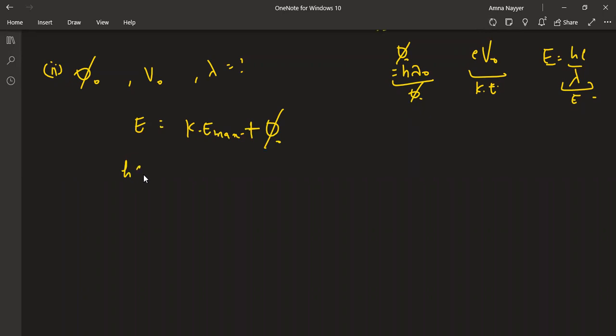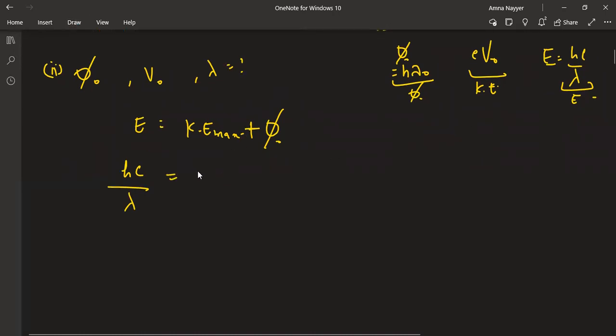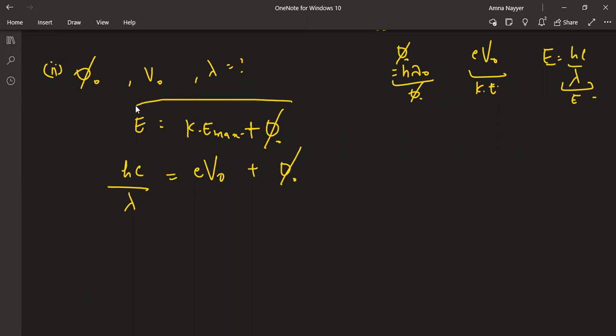So write down everything. hc by lambda is equal to kinetic energy, which can be written as eV naught, plus the work function, let us write as phi naught only. You already have the work function. So see class, this was what I was telling you. Main equation is this only.